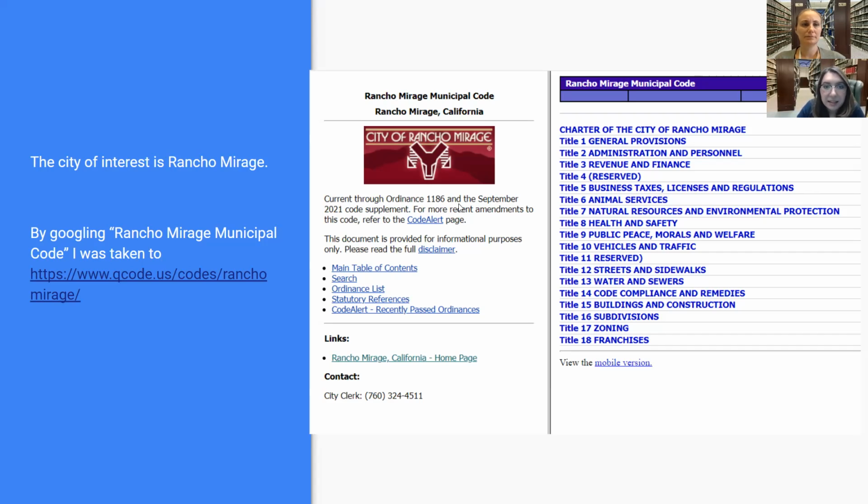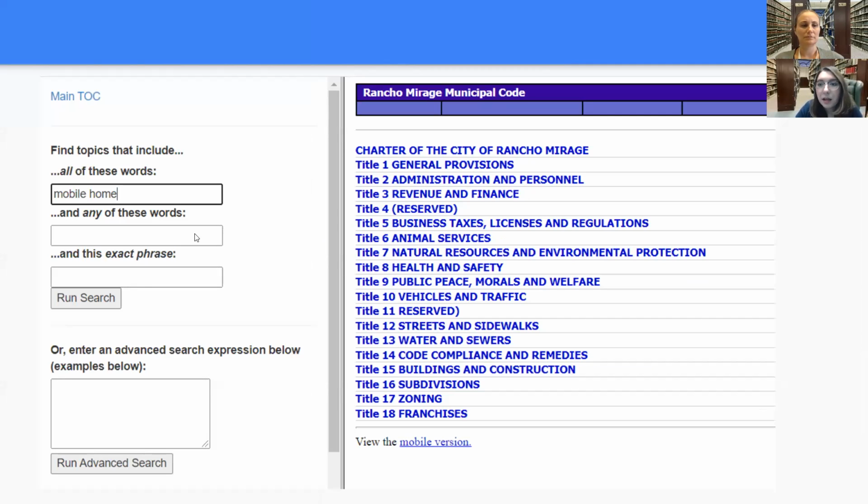So as you can see, when you click on the link, it takes you to the municipal code online. And there is a section on the left-hand side to search or to go over the main table of contents, or to see the ordinance list. So we're just going to do a quick search. We're going to click on search and plug in some of the words that I had set aside earlier. So if you remember, I put mobile home, manufactured home unit, and egress, exits, things like that.